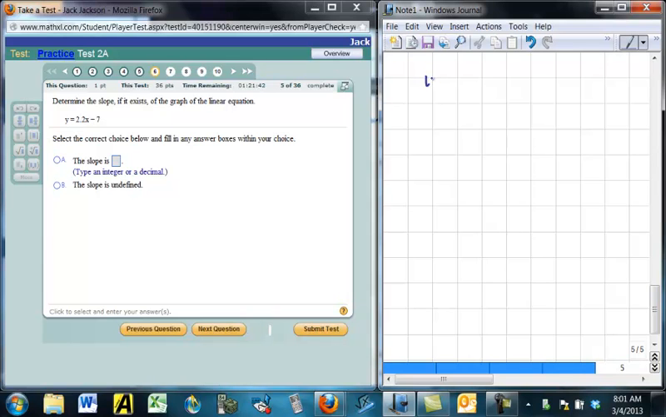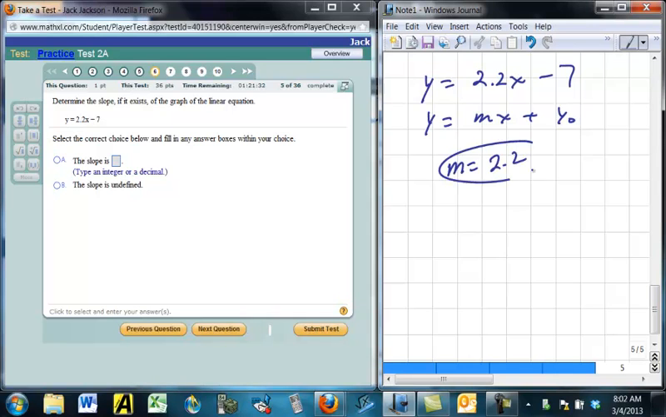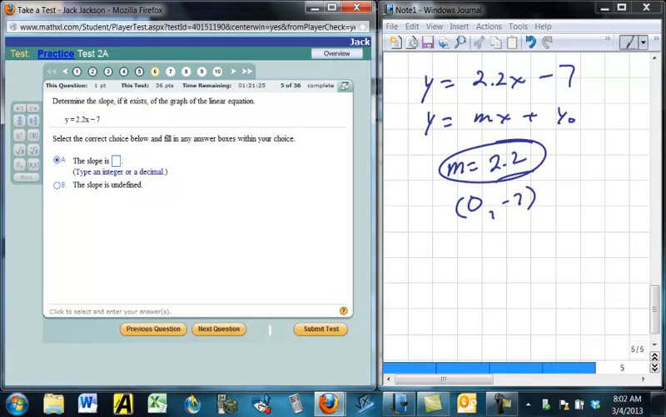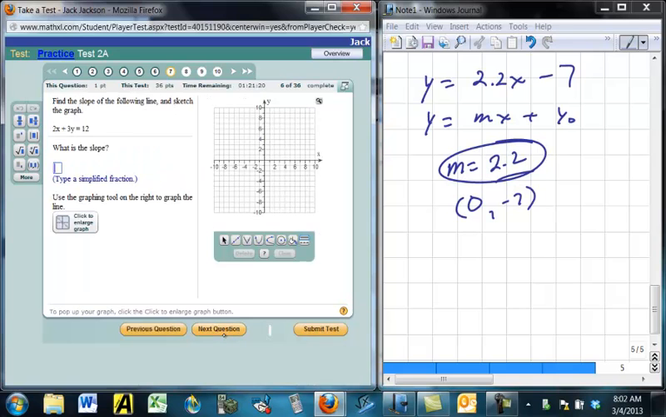So when you have this line, which is y equals 2.2x minus 7, we see that's in the form y equals mx plus y sub 0. And from this, we can clearly see that the slope is 2.2, and the y-intercept is 0, negative 7. This one, they're just wanting to know the slope. Okay, find the slope and then graph it. Okay. So we're just going to graph a line here.